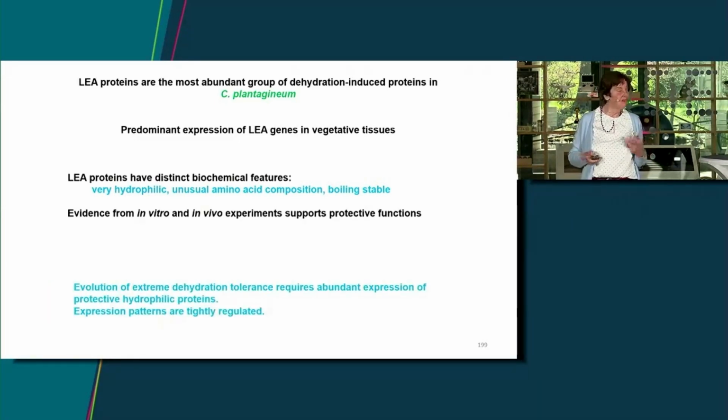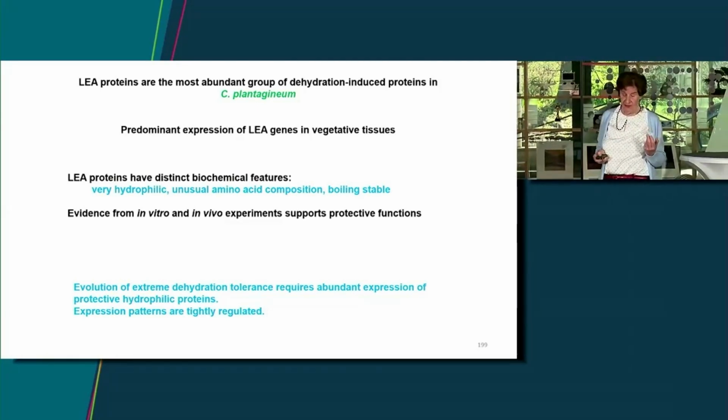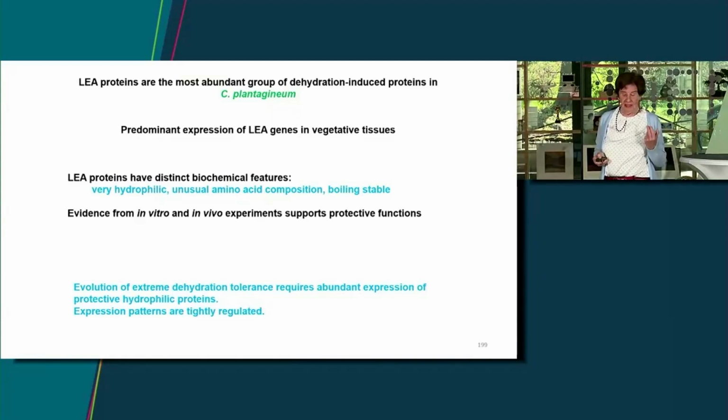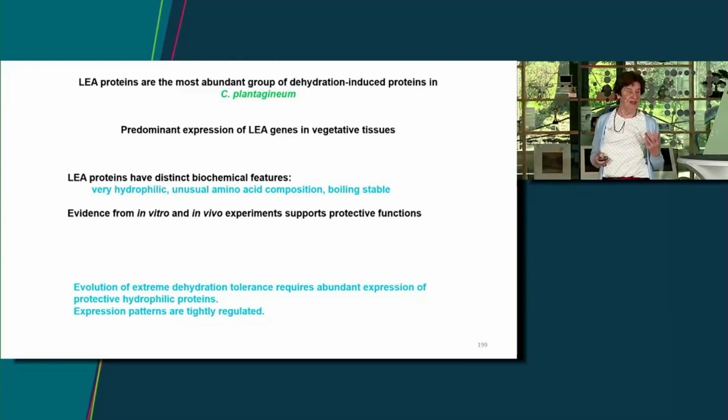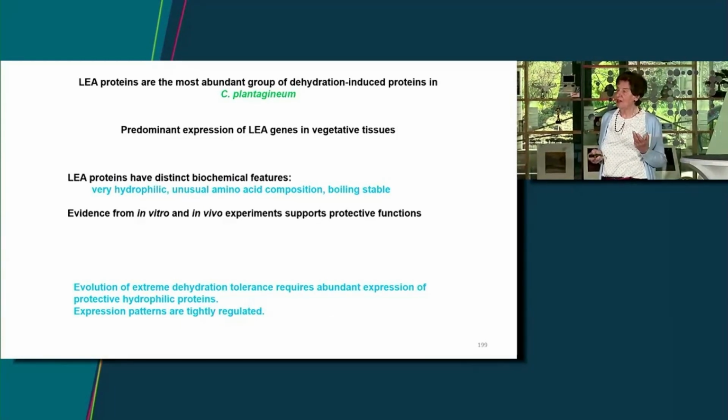My hypothesis is that during the evolution of this extreme desiccation tolerant phenotype, the abundant expression of LEA proteins has to be somehow achieved. I will give you an insight into how this can be achieved. There are two possibilities actually. And the expression of these LEA proteins should also be very tightly regulated during the dehydration process.